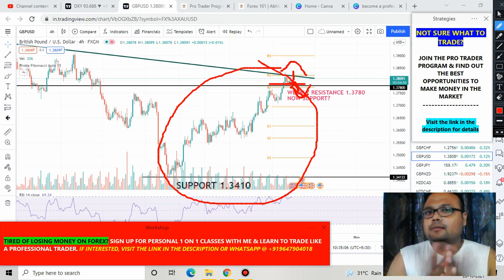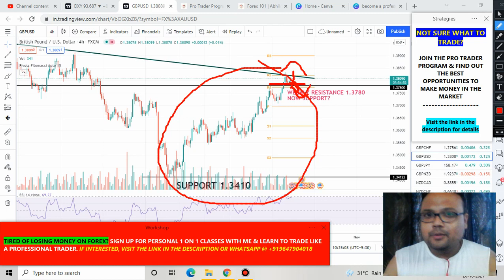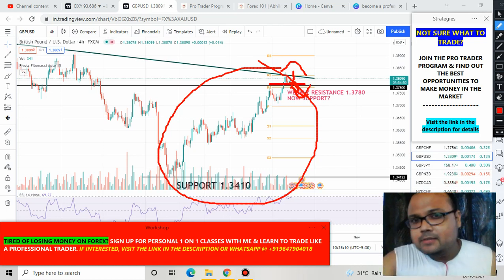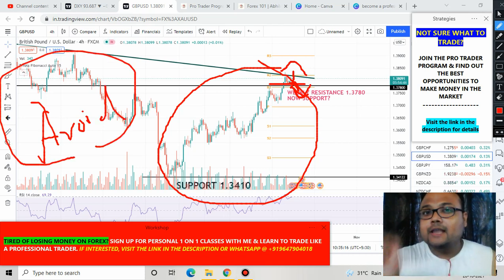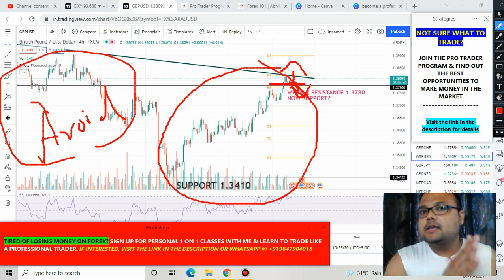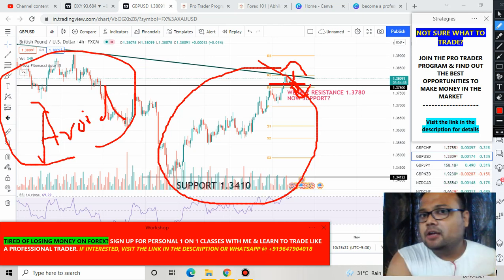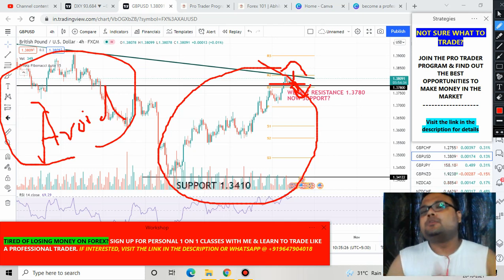If you want to listen to me, please avoid GBP USD as long as you do not see any proper breakout. If you see selling on the chart of DXY US dollar and GBP USD goes up, then that can be a good option, but otherwise I'll just suggest you to avoid GBP USD.